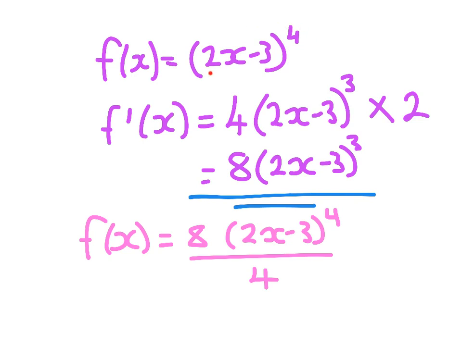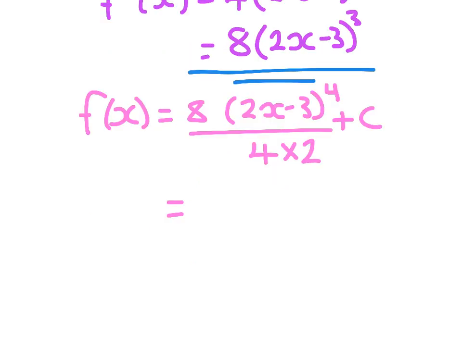Now I started with 1 lot of 2x minus 3 to the power of 4, so I'm needing to divide by 2 somewhere. And the reason for that is up here, I multiplied by 2, which was the derivative of inside the bracket. So here, I'm going to be dividing by 2, because 2 is the derivative of what's inside the bracket. Now I'm already dividing by 4, so if I divide by 2 as well, the 2 goes down there, which will give me 8 divided by 8, they'll cancel out. And so I will be left with 2x minus 3 to the power of 4 plus c.